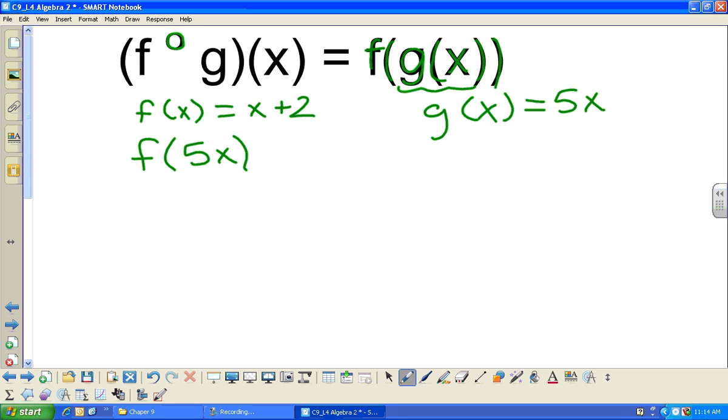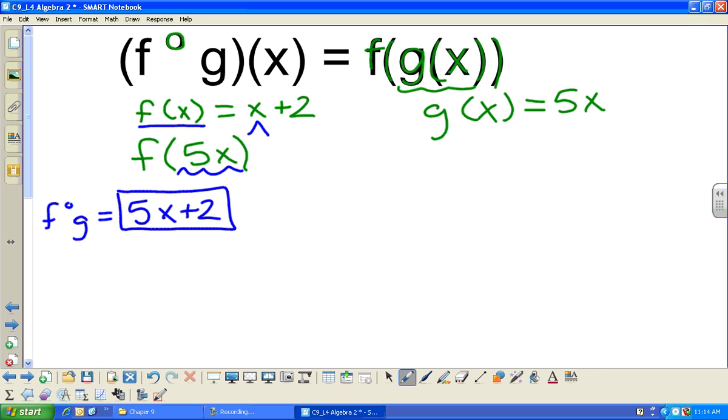And whenever I have the function of f in replacement of just an x, that's saying wherever I see an x in my function of f, I replace it with whatever is inside my parentheses. So in this case, inside my parentheses is 5x. So instead of writing x first, I'm going to write 5x plus 2. And this is what f of g would be equal to.